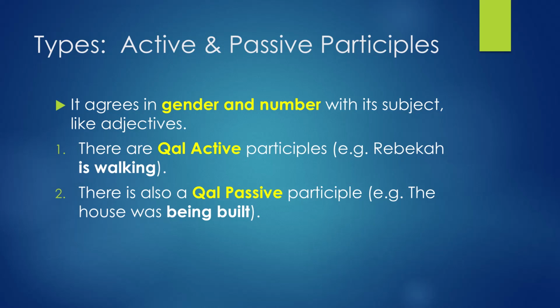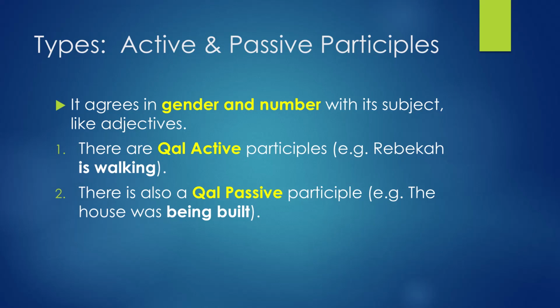The Qal active is like saying, Rebecca is walking. That's the Qal active. And the Qal passive is like saying, the house was being built. That being built is showing the Qal passive participle. And so we have two kinds: Qal active participles and Qal passive participles. In short, active participles and passive participles. And just like adjectives, participles have to agree with the noun that they qualify in gender and number. They have to agree with their subject. And we're going to look at that later on.